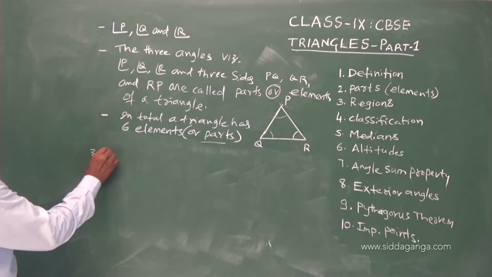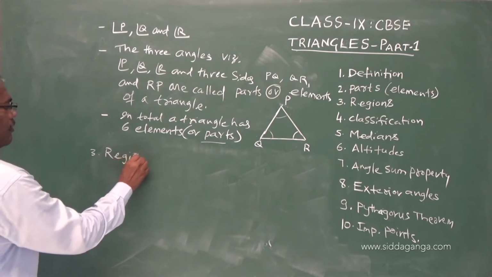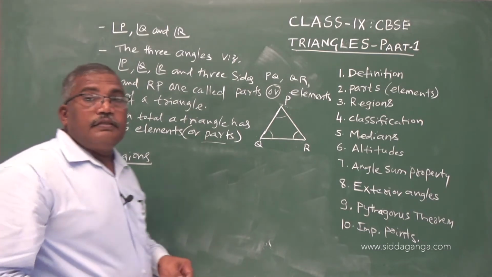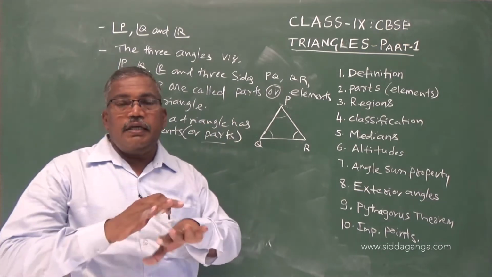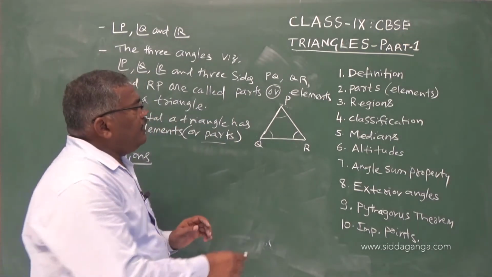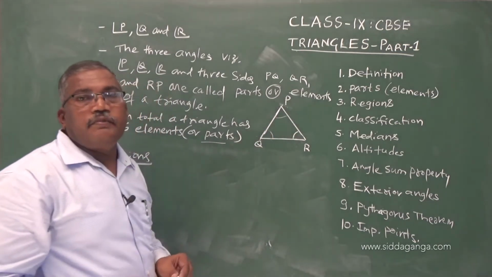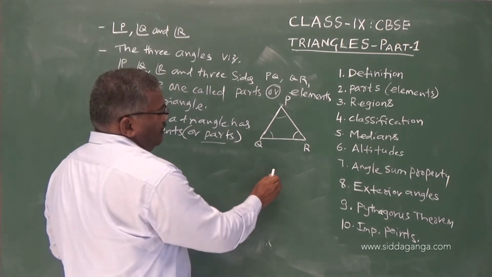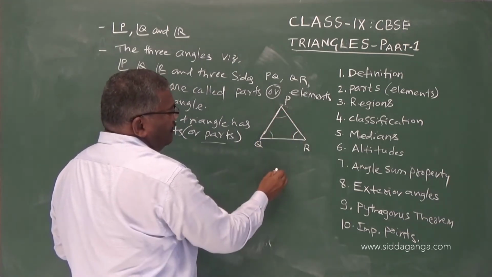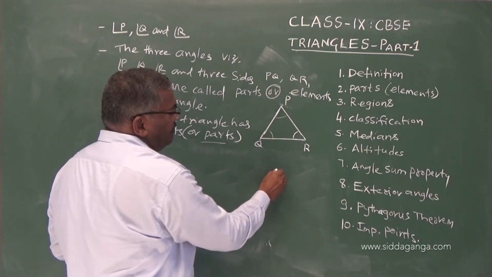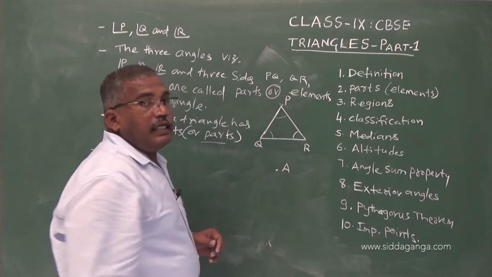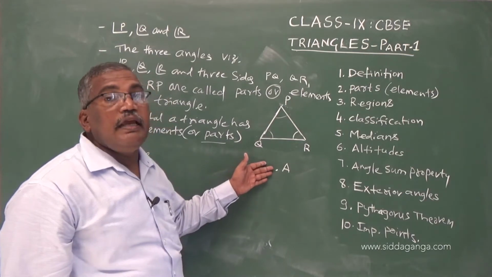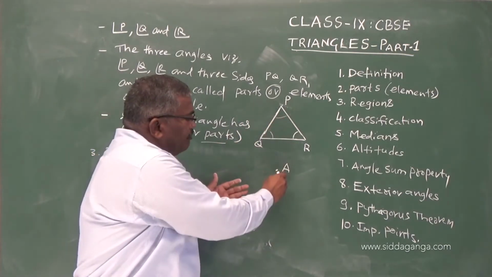Third one, regions. See, this is the plane. The board represents the one plane area. In the plane area, a triangle PQR is formed. See, if I take any point, let us say, outside this triangle PQR, say point A here, I can say this point A is outside the triangle PQR.